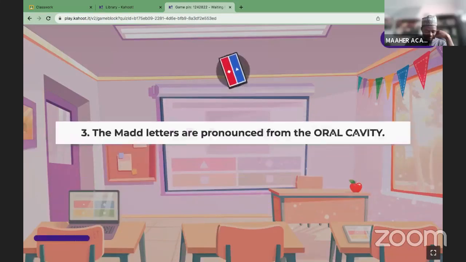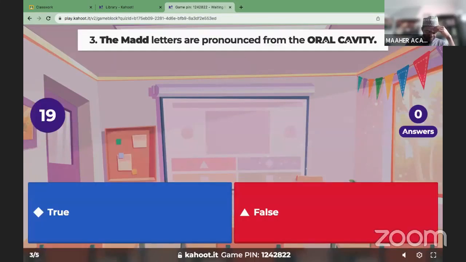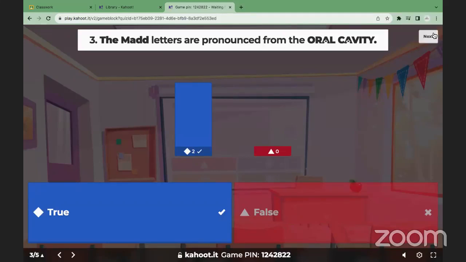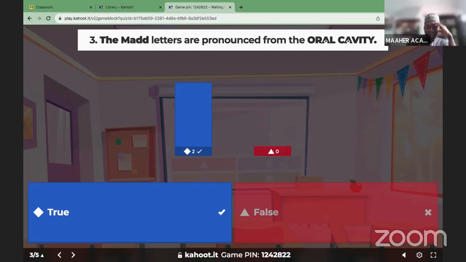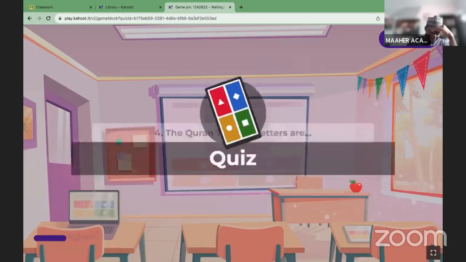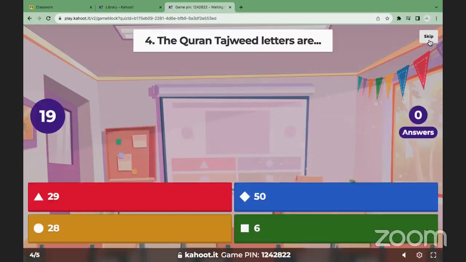Okay, true or false? The mouth letters come from the oral cavity. I told you guys, right? The oral cavity, which is the mouth, the space between the roof of the mouth and the tongue. So the alif mad, waw mad, and ya mad. The statement is true.